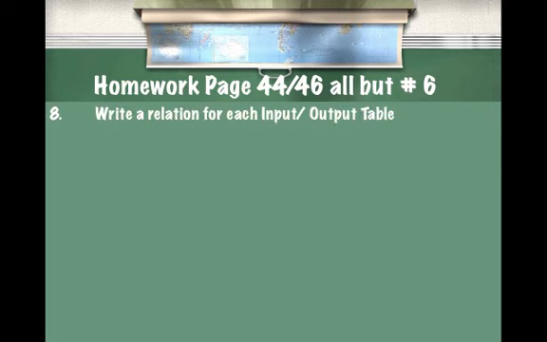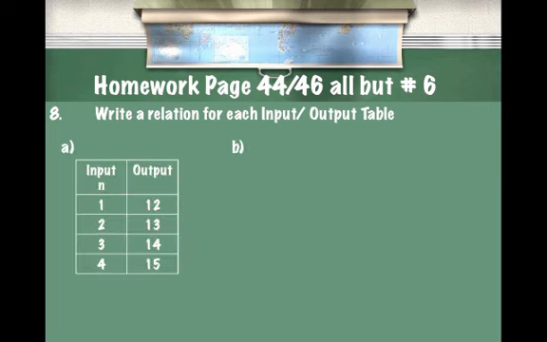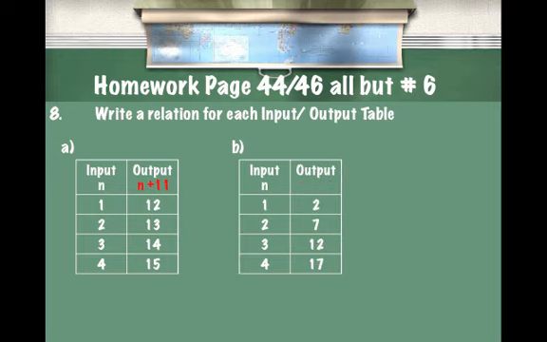Question 8. Write a relation for each input-output table. So my question is, how am I getting from each input number to the output number? It clearly shows that each output number is 11 more than the input, so therefore the relation or expression would be n plus 11.